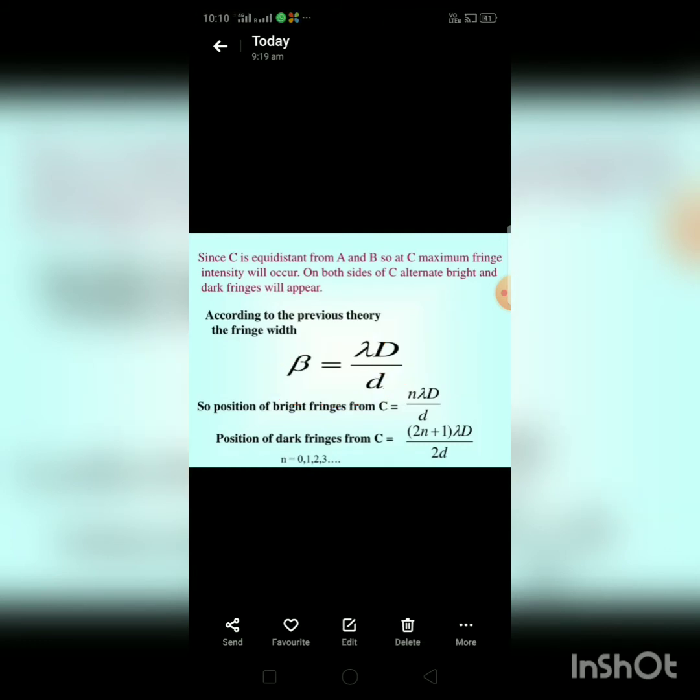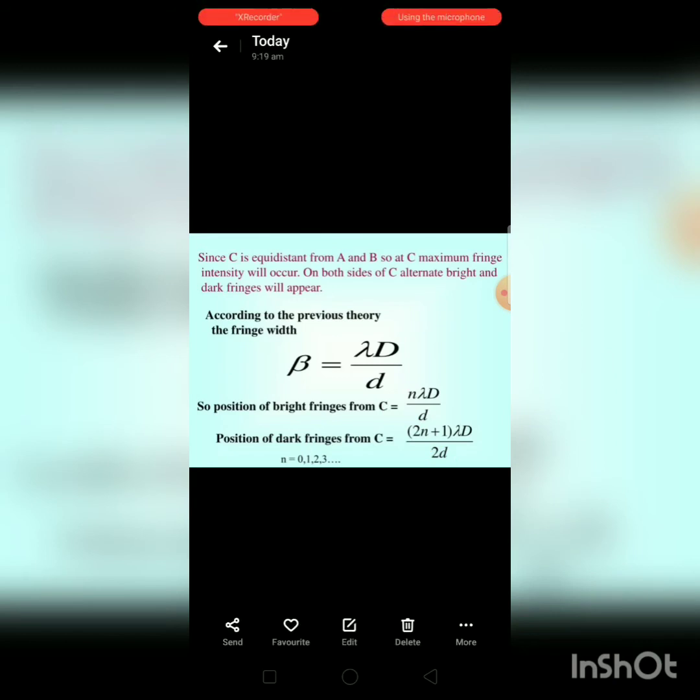So for bright fringes, the condition will be n lambda D divided by small d, where n is the number of fringes and lambda is the wavelength. If you want the dark fringes, you multiply: (2n plus 1) into lambda into D divided by 2d. In the upper side add 2 and in the lower side multiply by 2. So that is the dark fringe.